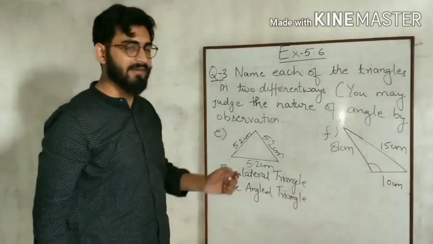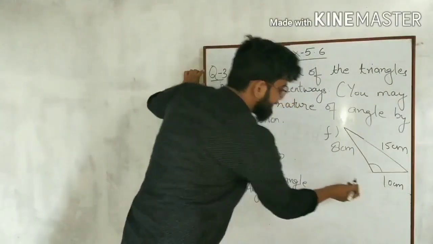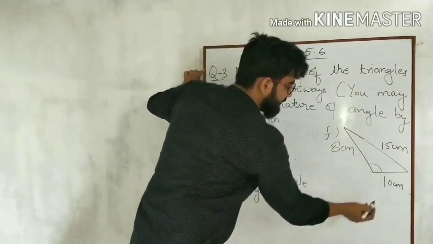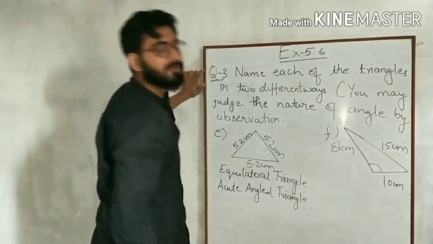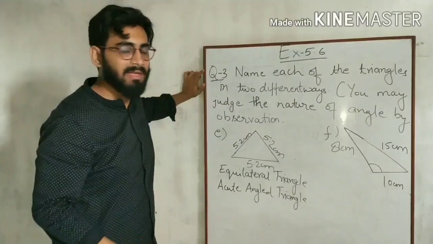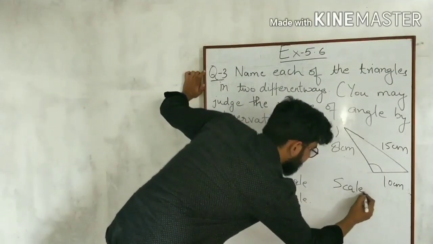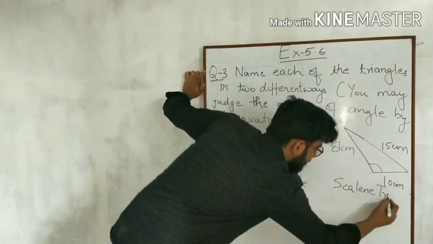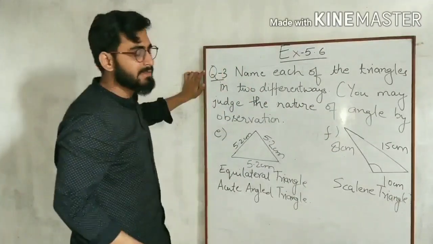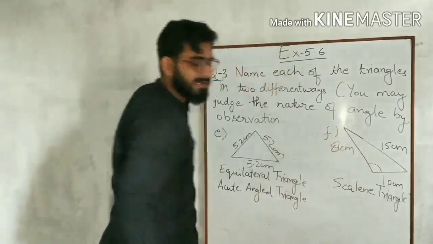Now moving to the F part. See, what is F part here? You can see that all the sides are unequal here. One is 8 centimeters, another one is 15 centimeters, and the third one is 10 centimeters. And we know that if all the sides are unequal, then the triangle is a scalene triangle. Scalene triangle.